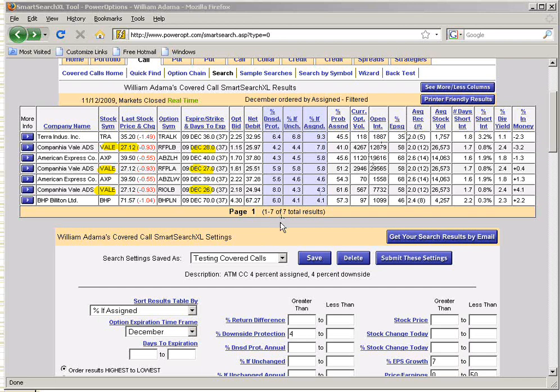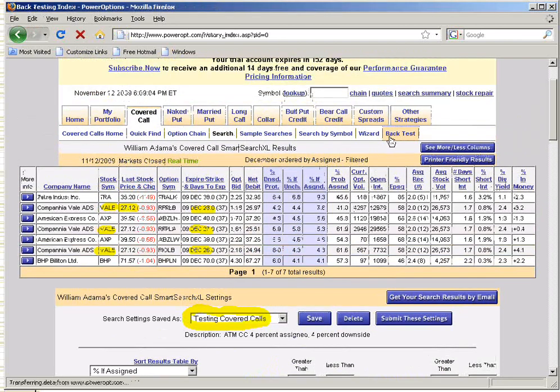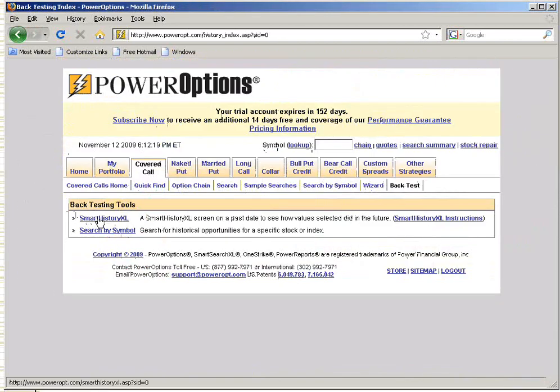Okay, but how would this have worked historically? Well, let's take a look. Since I saved this search in my current search field, I currently have this saved as one of my searches in the Smart Search for covered calls. When I go to the backtest now, click on the backtest, and we'll click on the Smart History Excel tool.